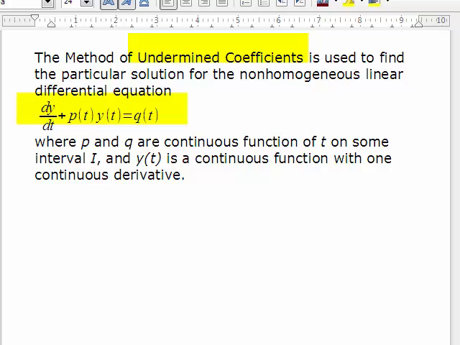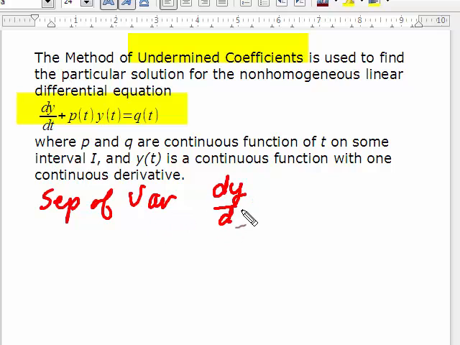First, let's write down for review what we've done so far. We had separation of variables, and in that case we needed the differential equation written like this: some function of y times some function of t. One of these could be a constant, the g of t could be a constant, of course, and the y could be very nonlinear. That was the first method.